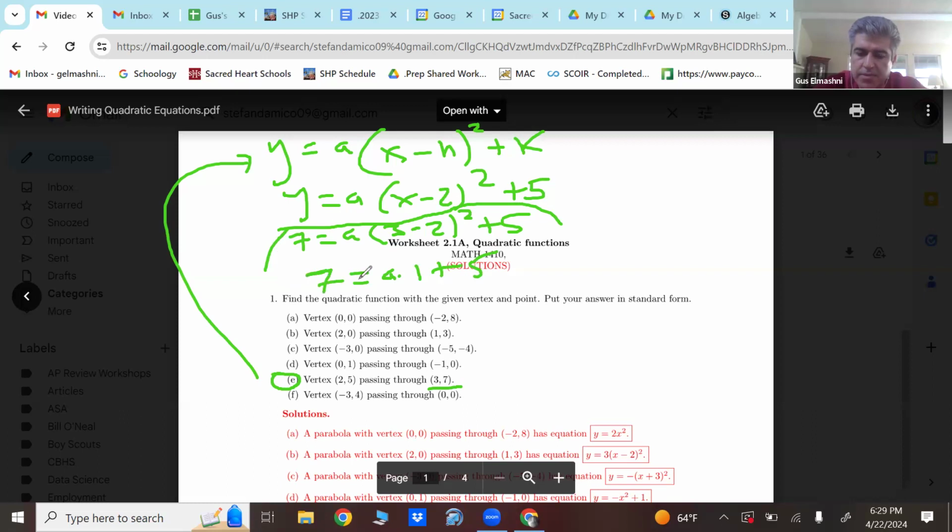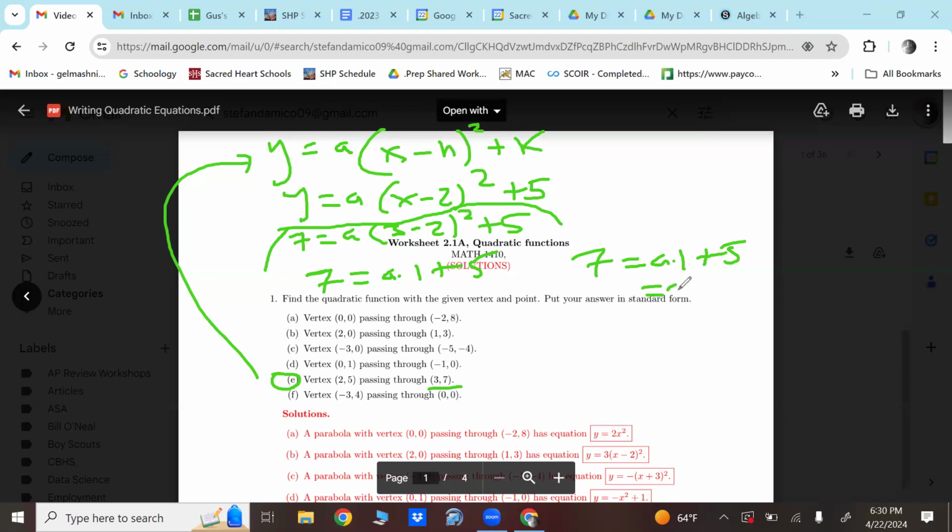Solve for A. What does A equal? 7 equals A times 1 plus 5. What's A times 1? Oh, it's 2. Say it's 2, right?